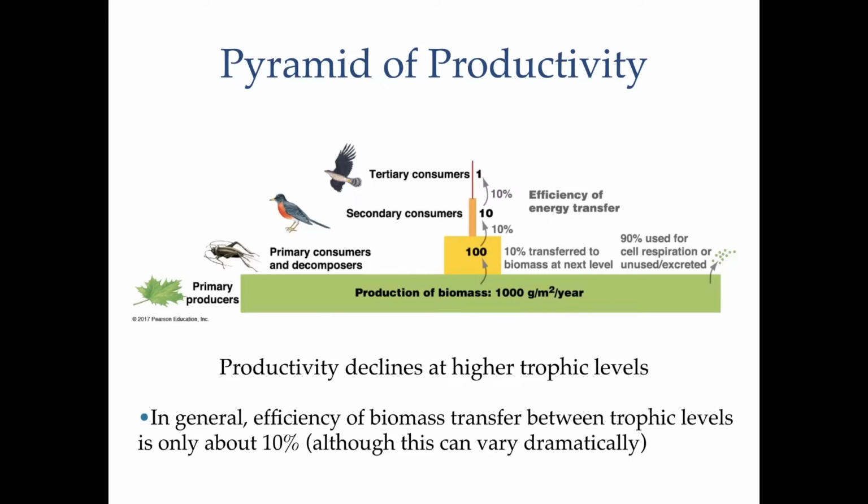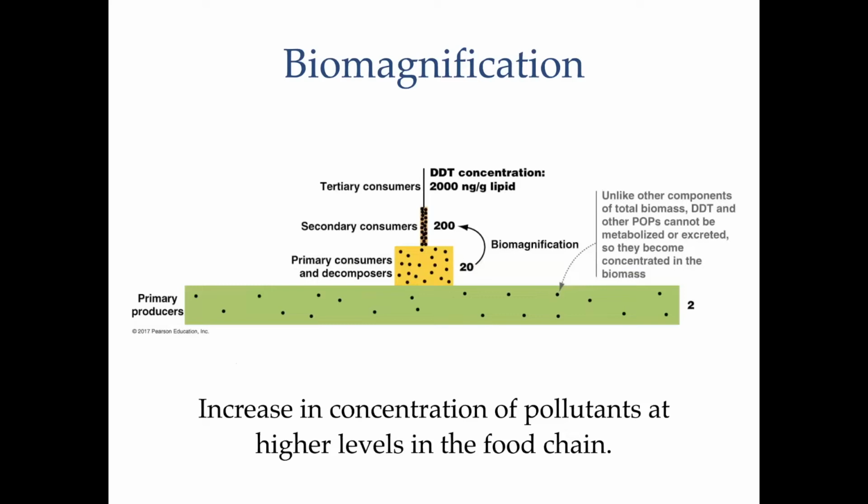So if energy transfer is decreasing as we move up in our trophic levels, on the other hand, pollutants, so toxic substances, actually increase as you move up in trophic levels. Why is that the case? Because all these toxic substances, these pollutants, are not going to be eliminated from our bodies. They are just going to get concentrated as we move up.